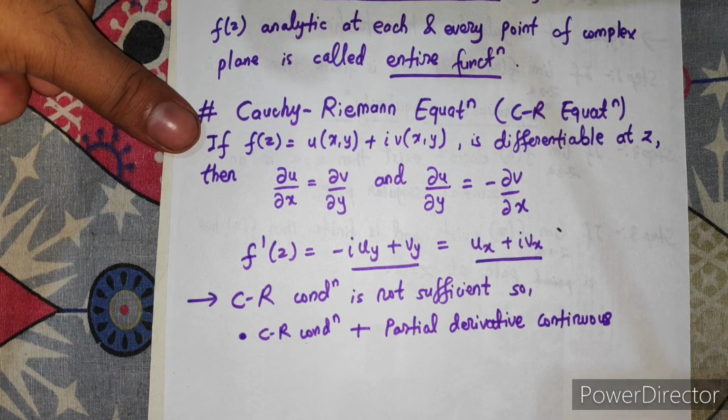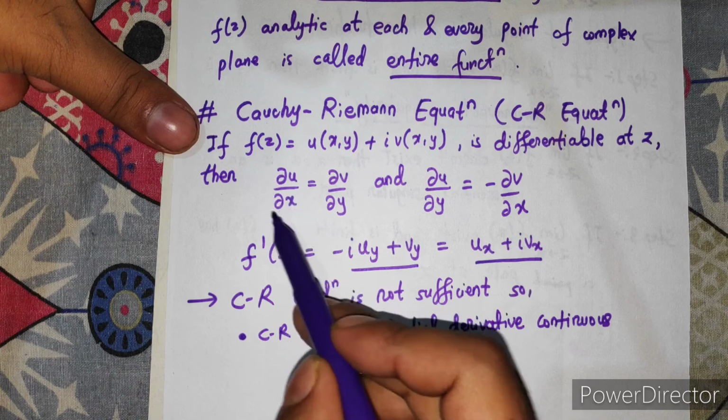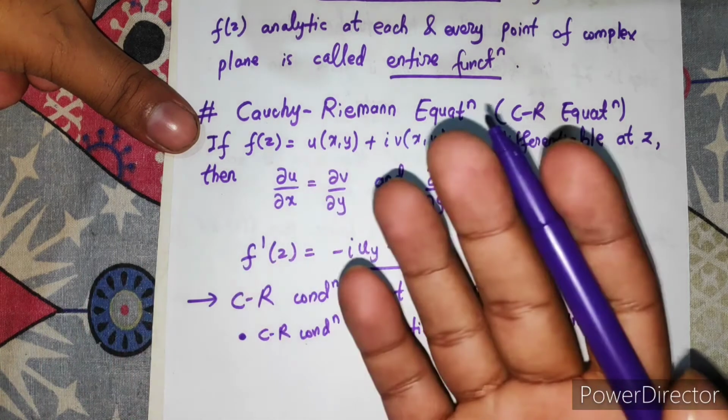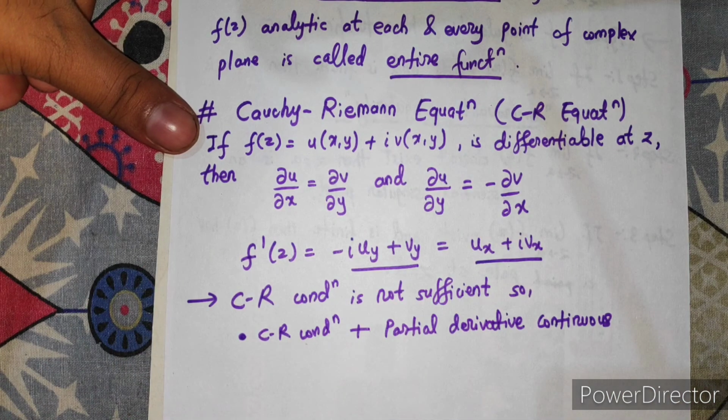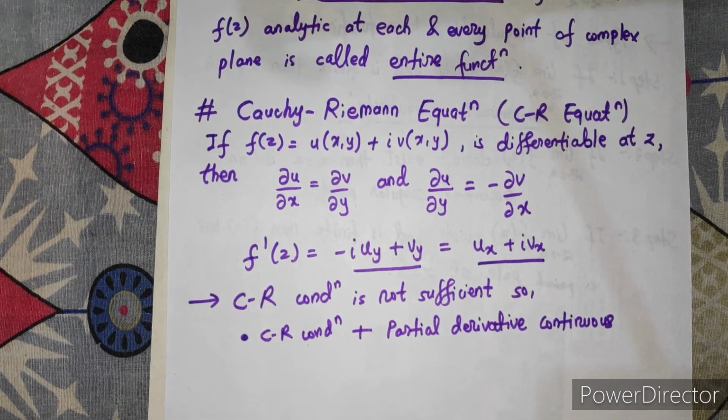So every theorem and equation has its pros and cons. The CR condition is not sufficient, because if you see, this is also an equation, du by dx. Sometimes you can get it as a fraction. If we get a fraction, there is a probability that the denominator may be 0, and then it is not defined. So there may be cases where the denominator is 0, so the CR condition is not sufficient.